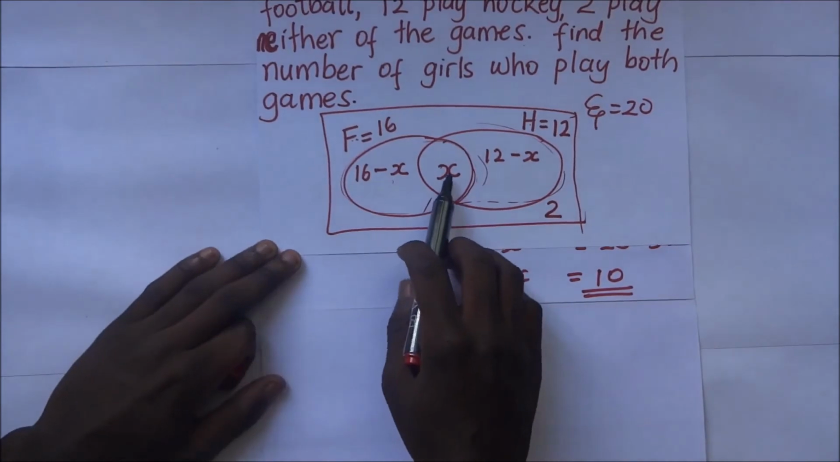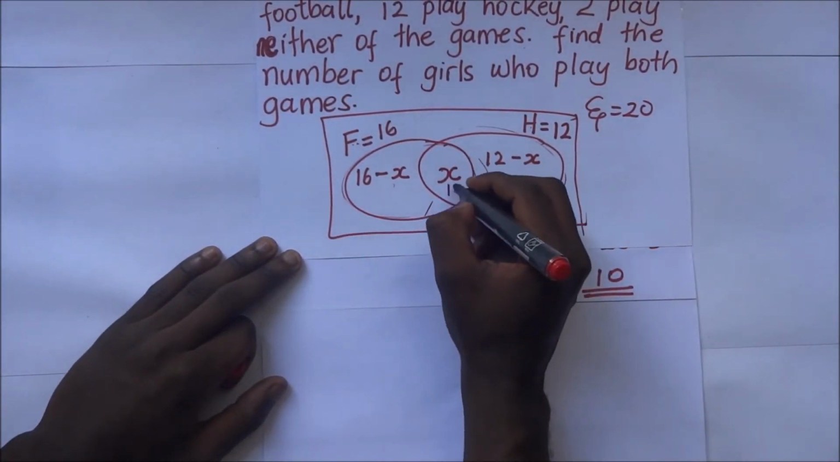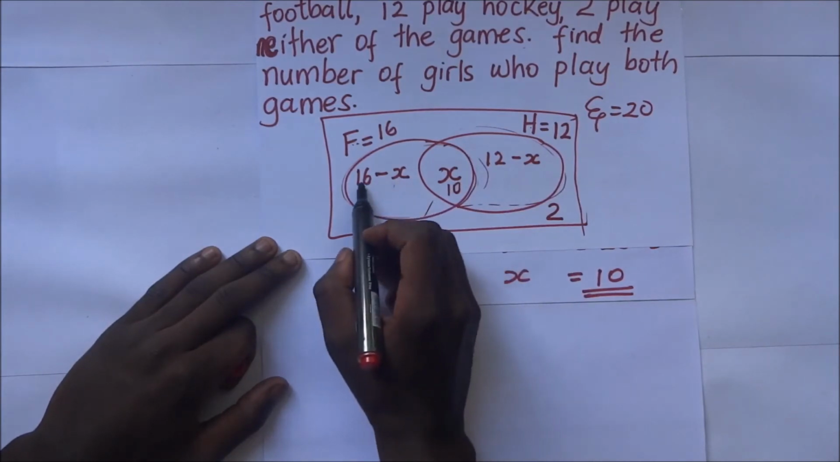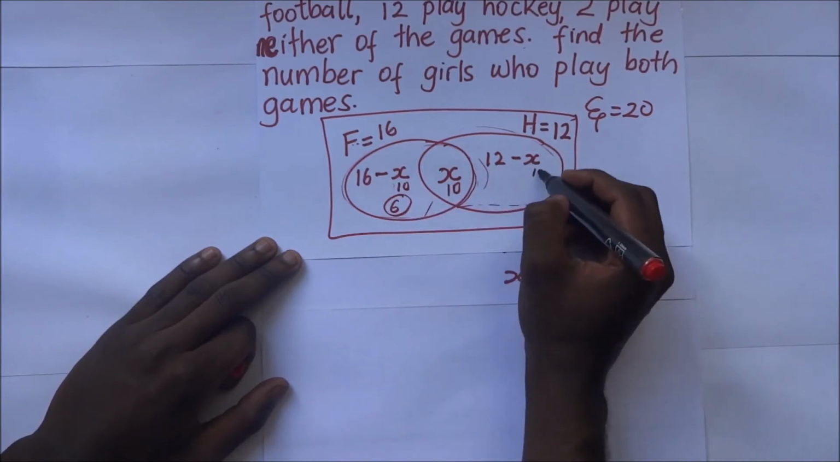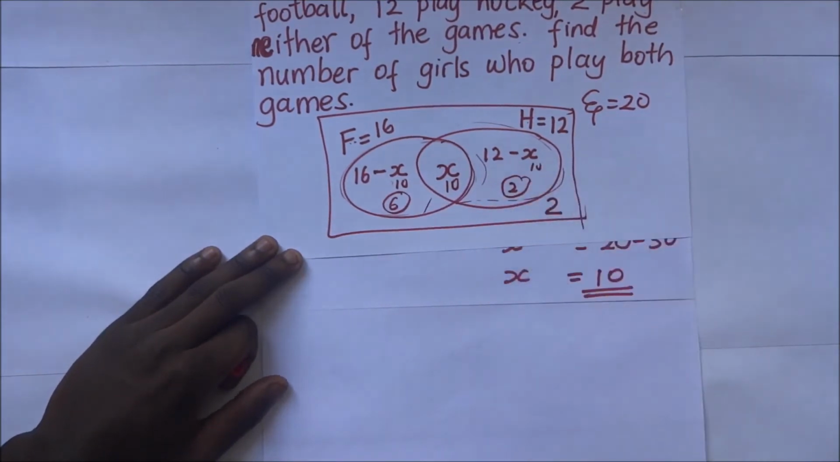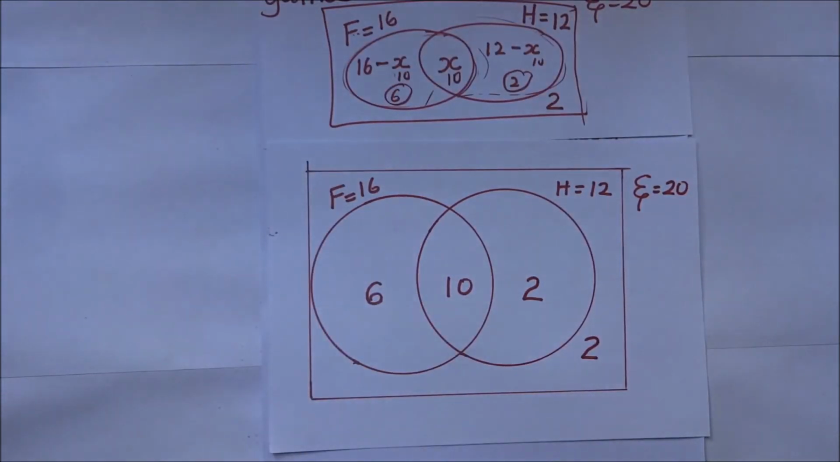So if our value of X is 10, it means the number of people who play both are 10. So it means in our Venn diagram here, 16 minus 10 gives us 6, and here 12 minus 10 gives us 2. And so our Venn diagram will change to this. So that becomes our new Venn diagram.